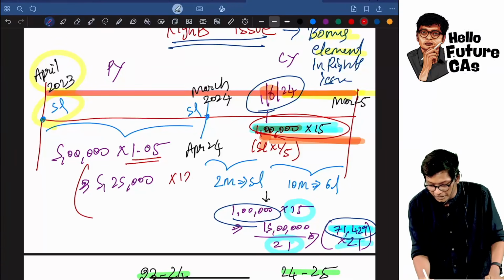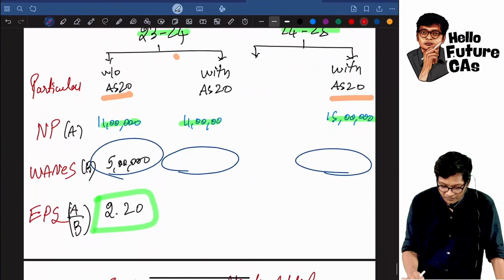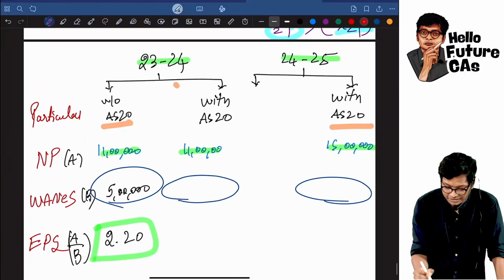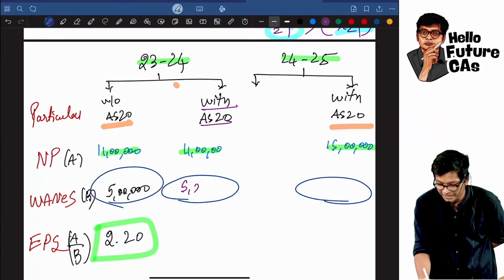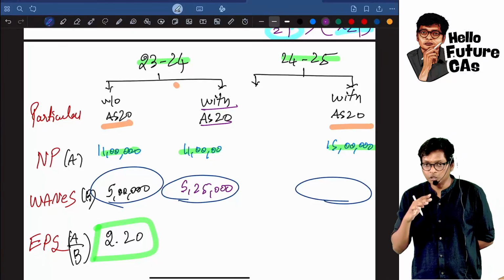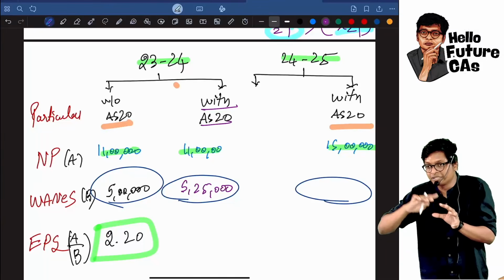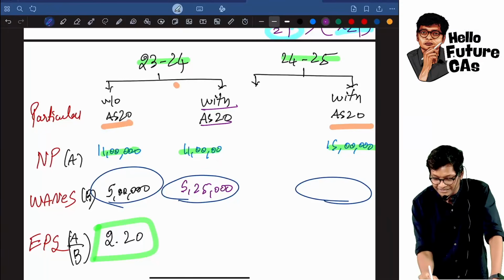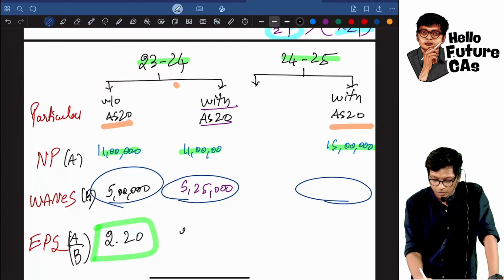Okay. So 5 lakhs into 1.05, you're getting 5 lakh 25,000 as the number of shares after including bonus. So into 12 by 12, which is going to be same. 5 lakh 25,000. Come here. Last year with AS 20 will be 5 lakh 25,000. So with AS 20 means including bonus effect of rights. Bonus effect is as if it's issued in the previous year. So I am just adding that extra 25,000. How much you're getting for EPS, guys?